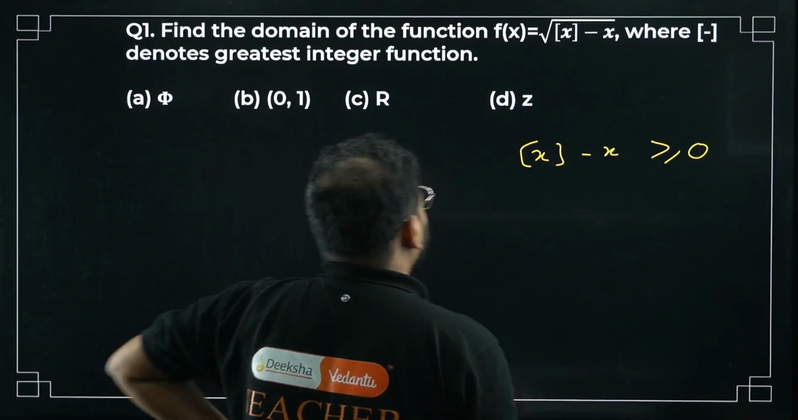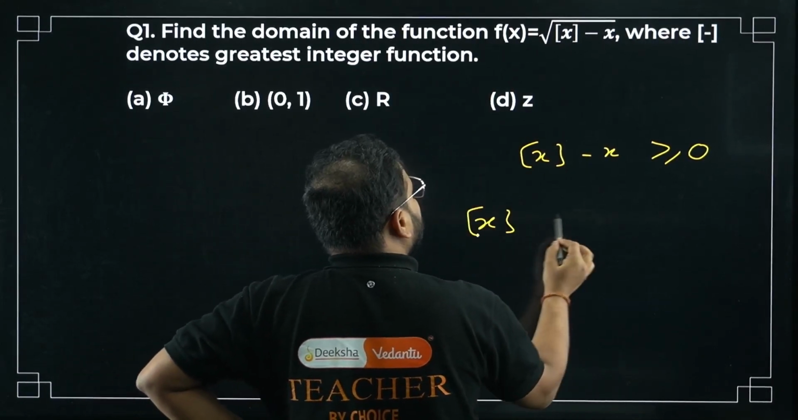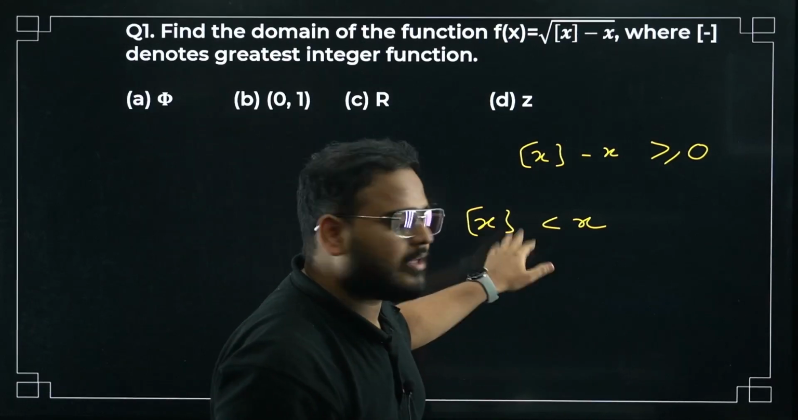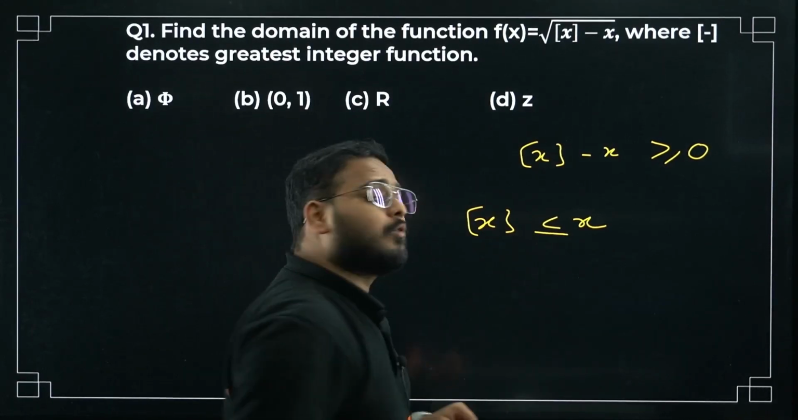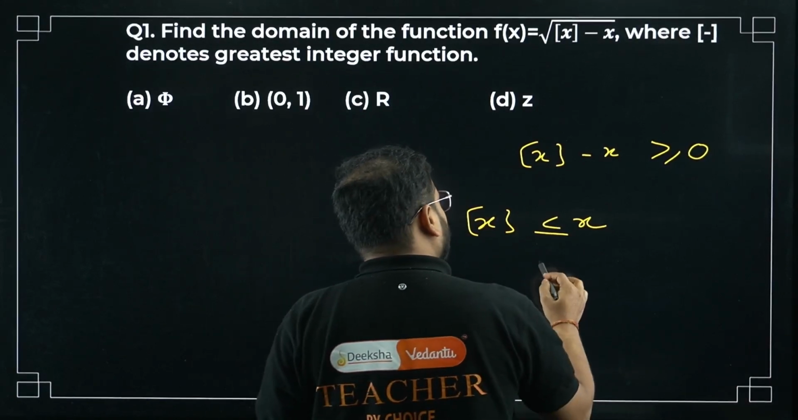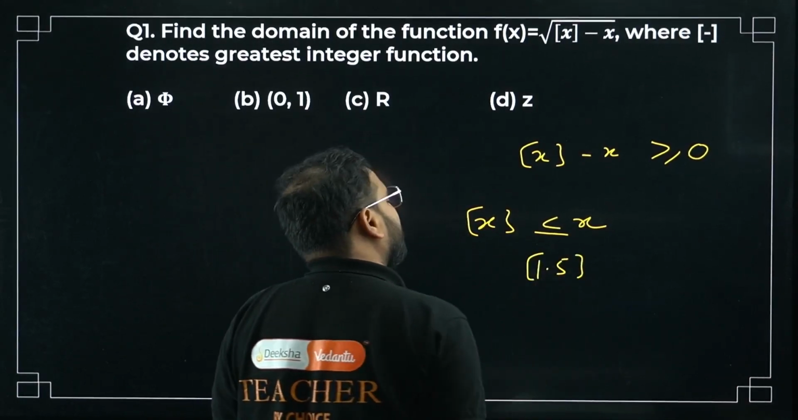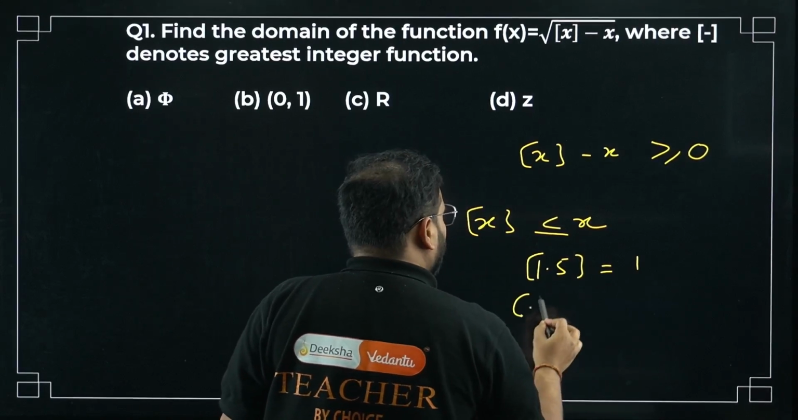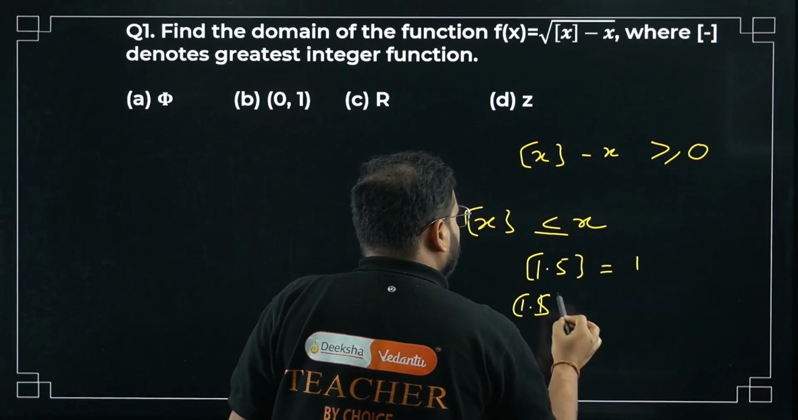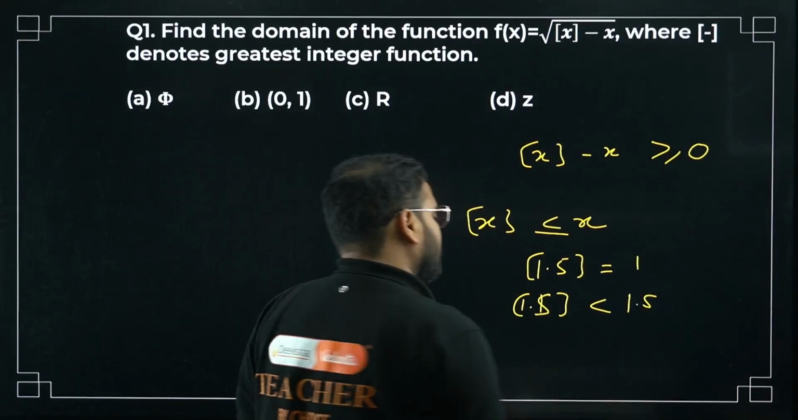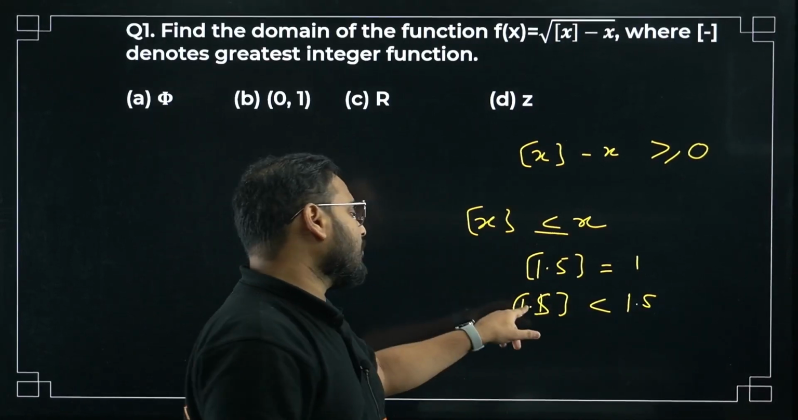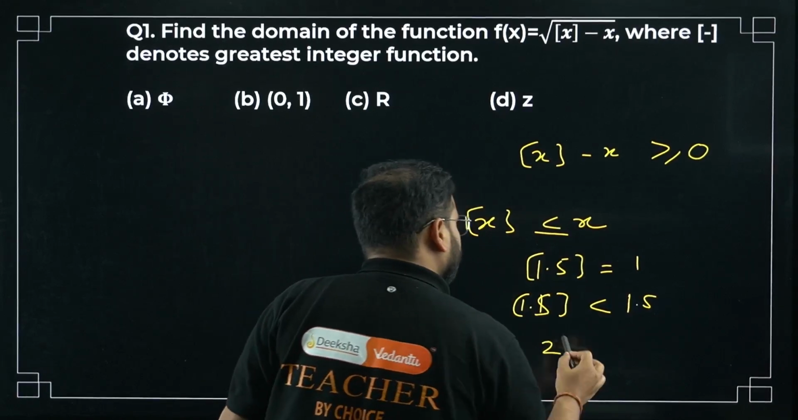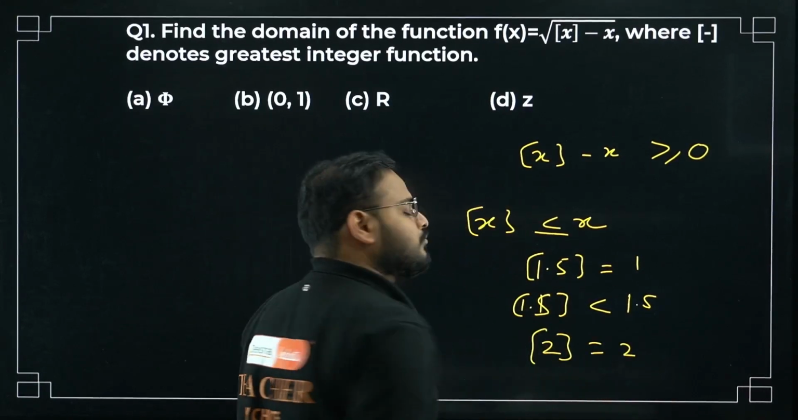One more thing we know, sir, is that this value is always less than x. Correct? Now, the greatest integer function of any variable, GIF of any variable, will be either less than or equal to x. For example, if I take 1.5 and operate on this, what will happen? Answer is 1. So this value 1 is less than 1.5. But if I take integers, let's say 2, it will be equal to 2.